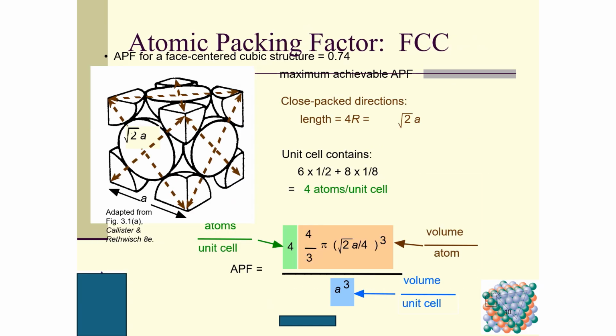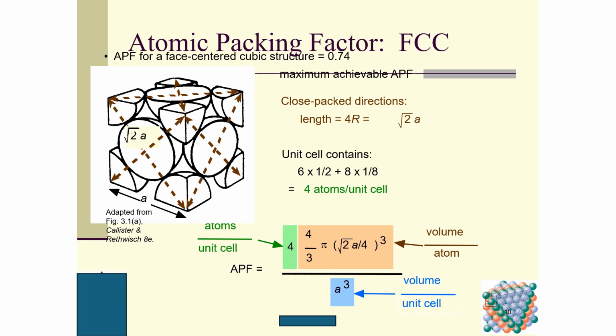So the APF, atomic packing factor, for FCC. We still use the same equation, and the cube here. This is still a, so the denominator is a cubed. For the numerator, we know that we have totally 4 balls, and each ball has a volume of 4/3 pi, times the radius of the ball to the power 3.